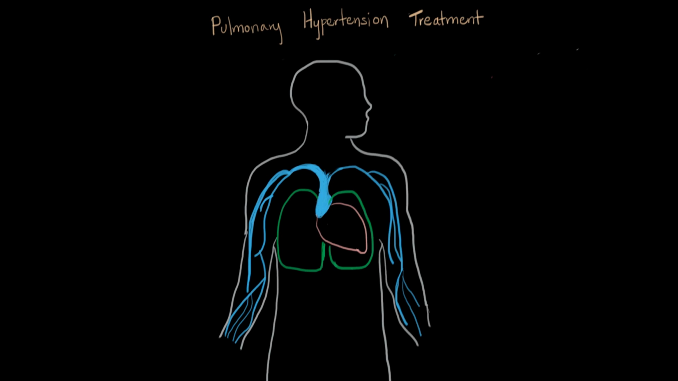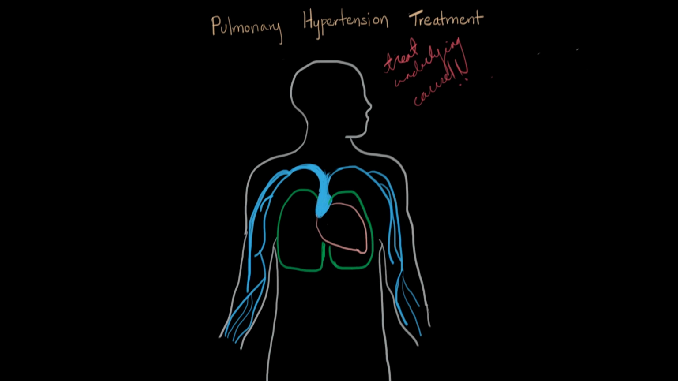So you have to treat the underlying cause. And that really is the theme of this whole treatment video, is that we have to treat the underlying, whatever it is that's causing the pulmonary hypertension in the first place, treat the underlying cause. Okay. So intuitively, we go to the lungs first. Pulmonary hypertension, what can happen in the lungs that lead to it?